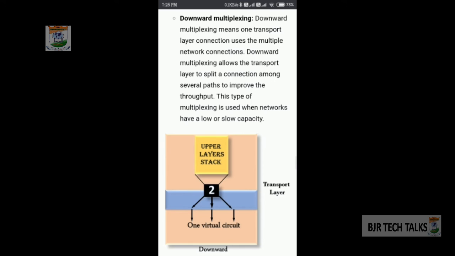The second one is downward multiplexing. In this method, one transport layer connection uses multiple network connections. The transport layer can divide it into different parts of network connections to improve the throughput of the data. This type of multiplexing is used when the network has low or slow capacity. Coming to the diagram, on the upper layer stack, this is a transport layer. It is divided into three parts. These three parts are network layers. It is downward multiplexing.